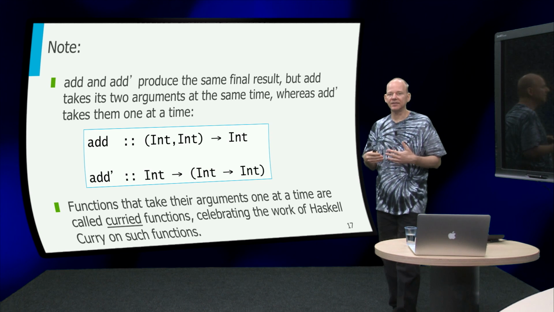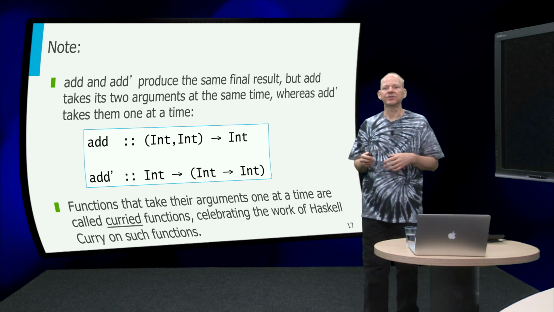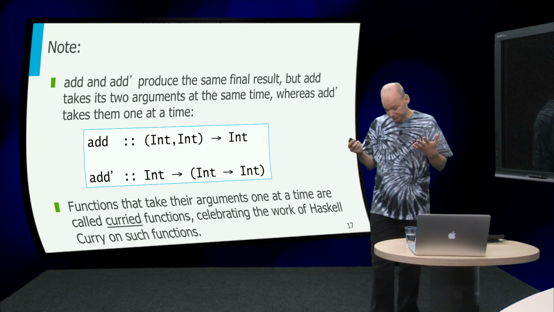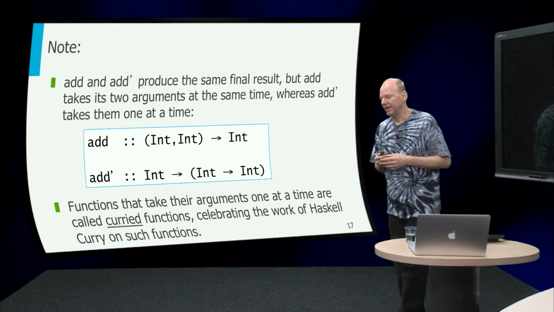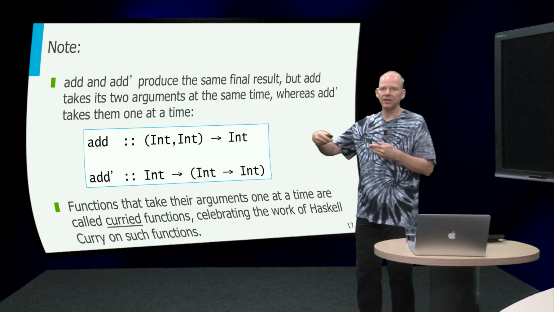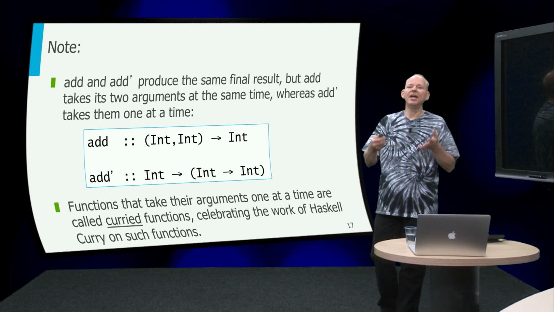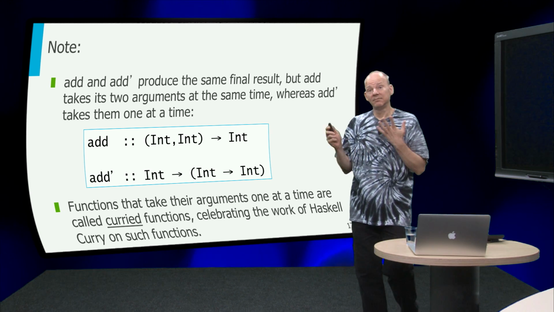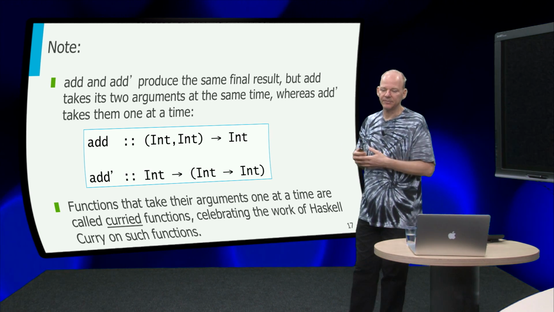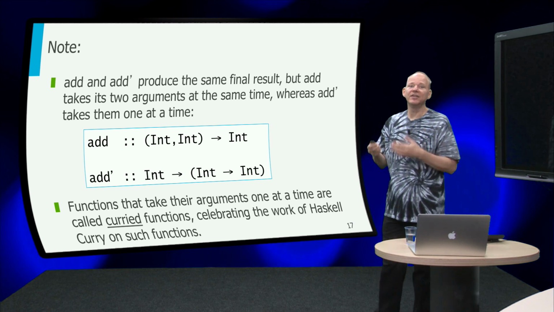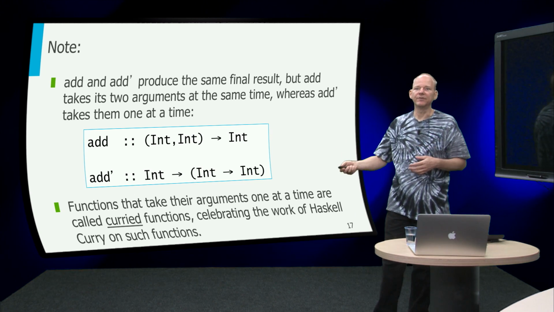Functions that take their arguments one by one are called curried functions. And the person that invented this way of dealing with functions, where the functions take the arguments one by one, was Haskell B. Curry, and Haskell is named after him. So that's where Haskell comes from, just like Pascal was named after Blaise Pascal. Haskell is named after Haskell B. Curry, the person that invented currying of functions.